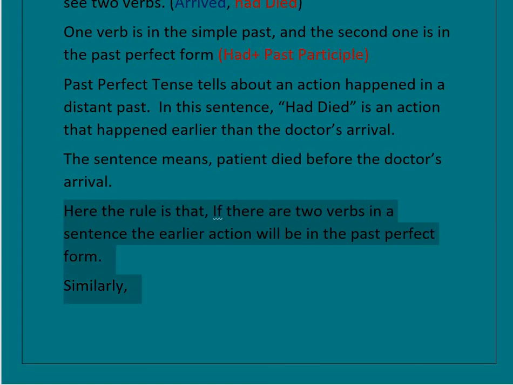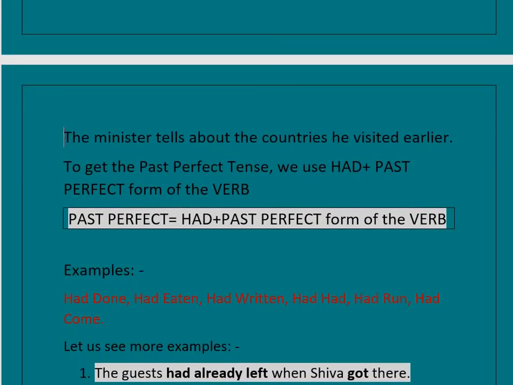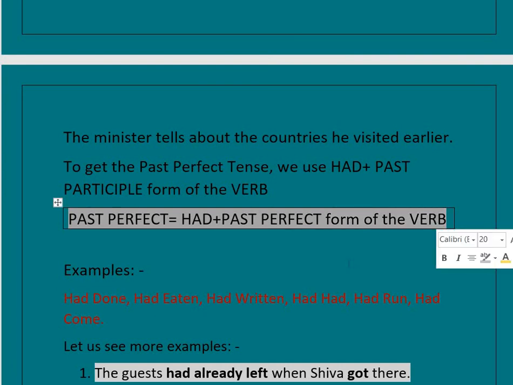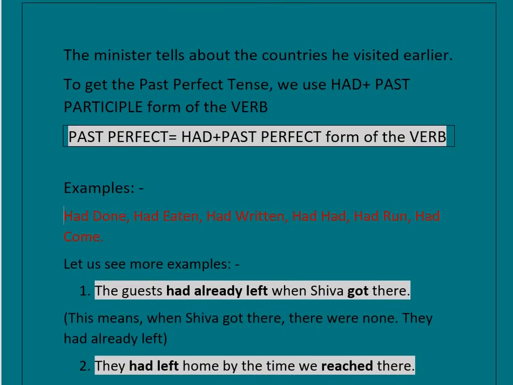Similarly, in the second sentence, the minister tells about the countries he visited earlier. To get the past perfect tense, we use had plus past participle form of the verb. Past perfect is equal to had plus past participle form of the verb. That is a formula. You can see the examples here. Had done, had eaten, had written, had run, had come, etc.